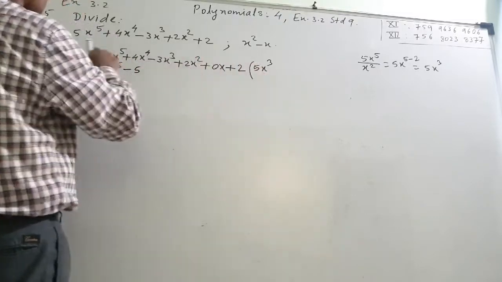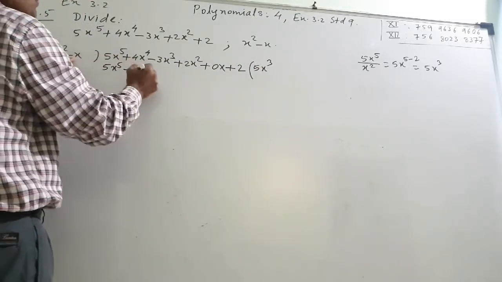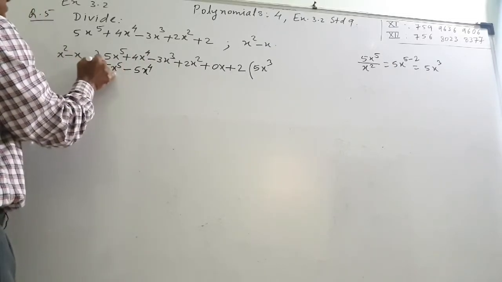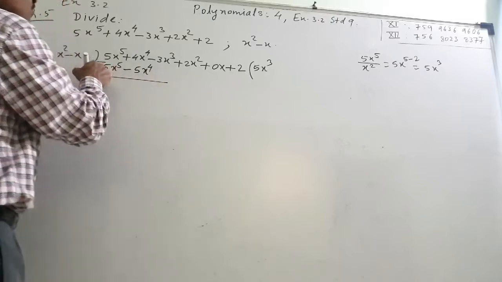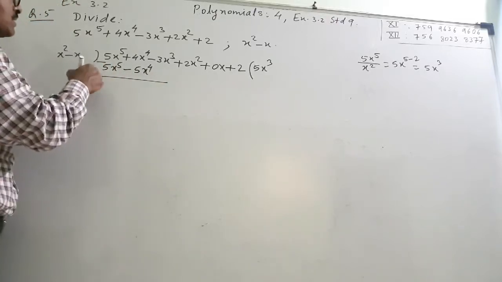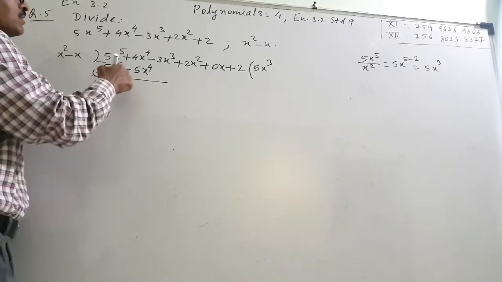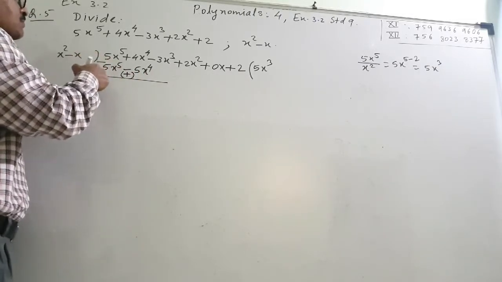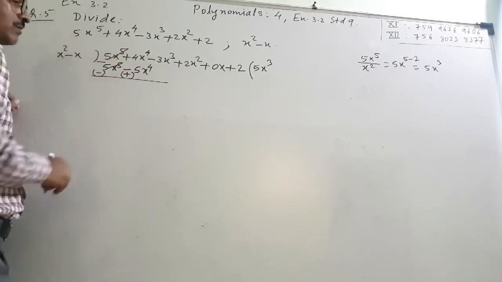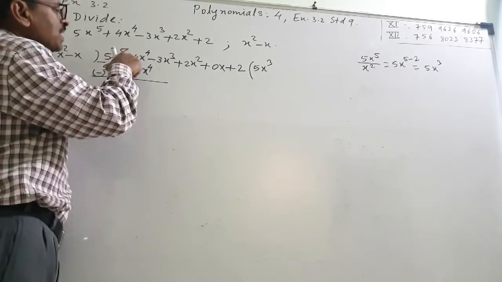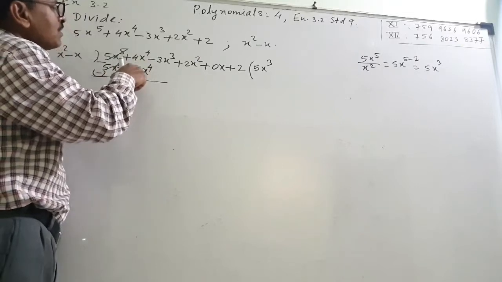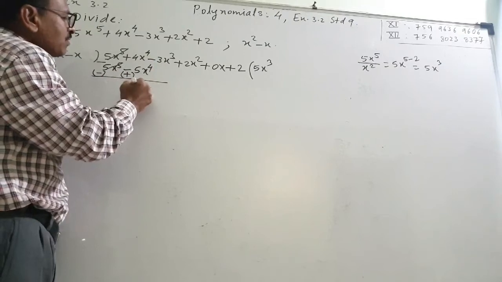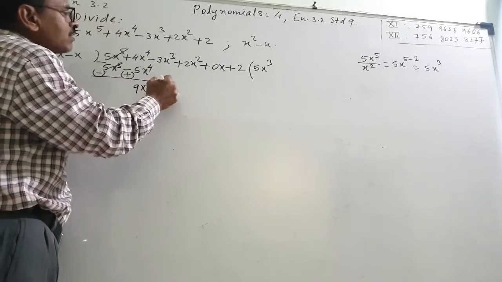x raised to 3 into x raised to 1: 3 plus 1 is 4, so x raised to 4. Now I have to subtract them. I will use that side. This is plus, it will become minus. This is minus, it will become plus. So this plus and this minus will get cancelled. Now see that this is plus 4 and this is plus 5. Plus 4x raised to 4 plus 5x raised to 4 is equal to 9x raised to 4.